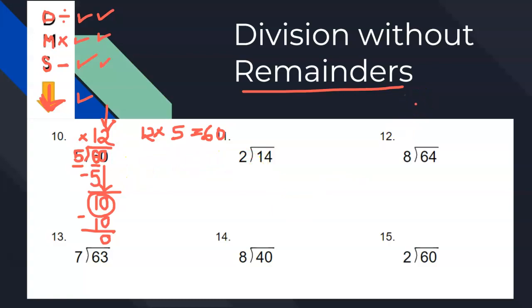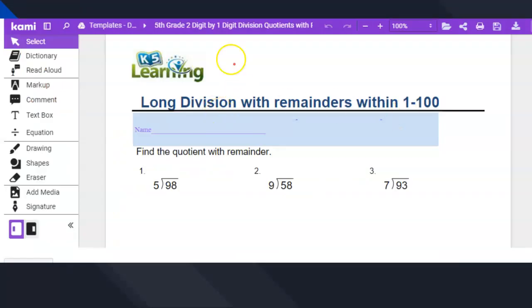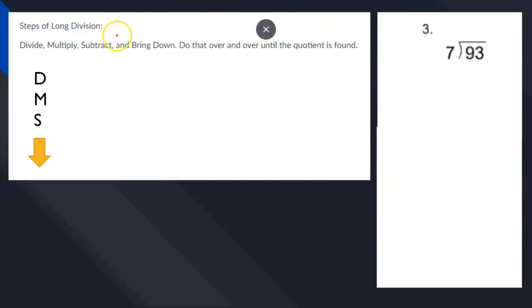All right, let's move on to long division with remainders. On Wednesday, we'll do 2-digit division by a 1-digit divisor, but there will be a remainder left over. The steps of long division, as you can see, are here. We divide, multiply, subtract, and bring down. We do that over and over until the quotient is found.